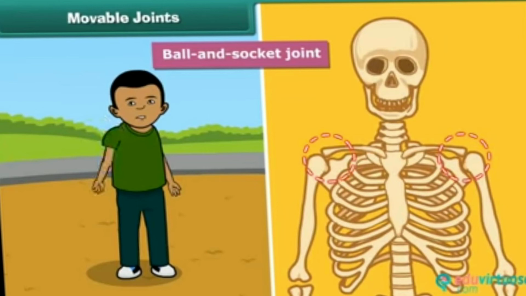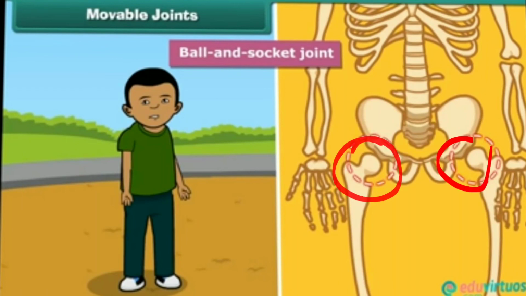Now we will learn about the second type of joint, that is the ball and socket joint. Ball and socket joints allow movement in our body in many directions. In this kind of joint, one of the bones has a rounded head, which is the ball. The other bone has a cup-like area known as a socket. The shoulder joint and the hip joint are examples of ball and socket joint. Is it clear?